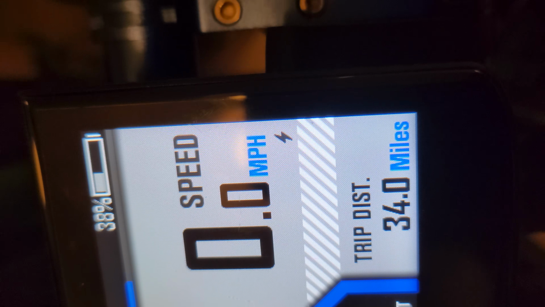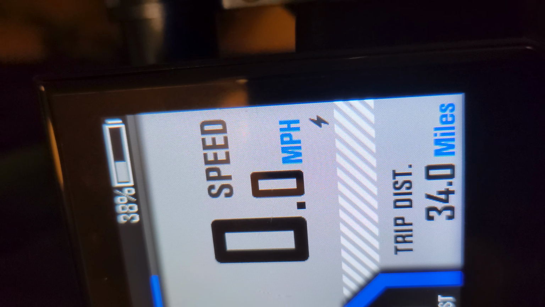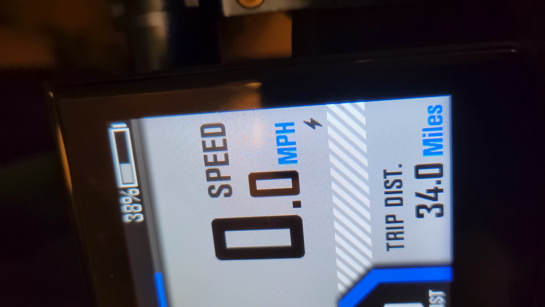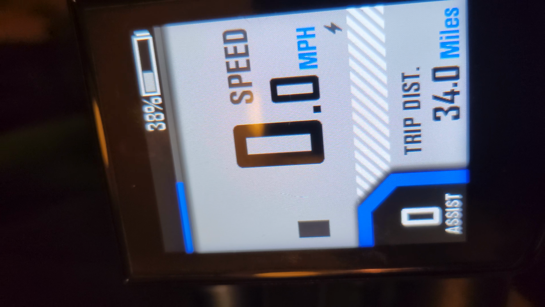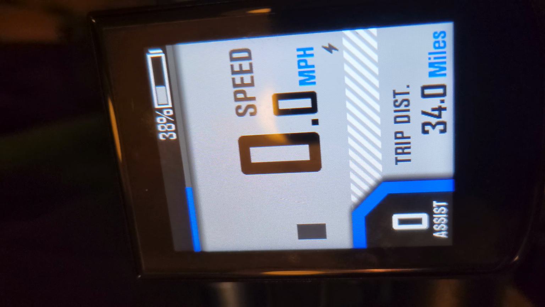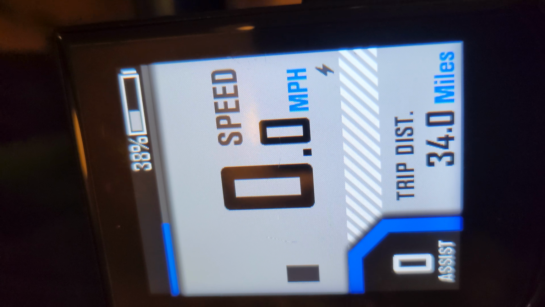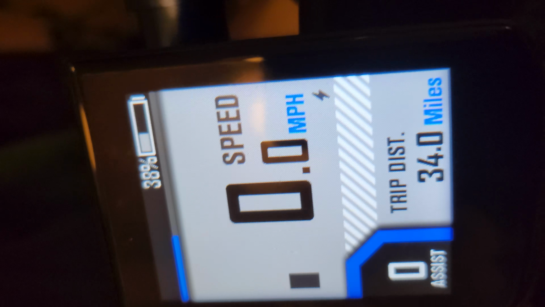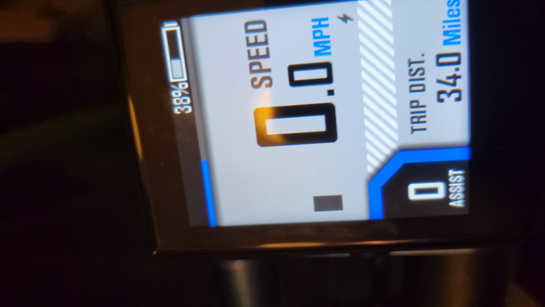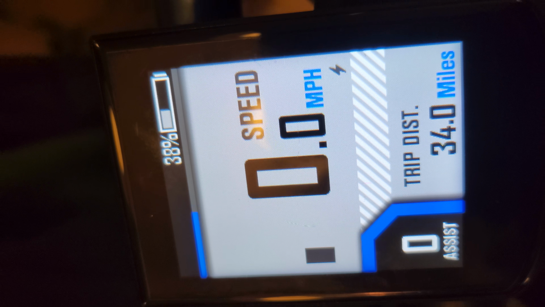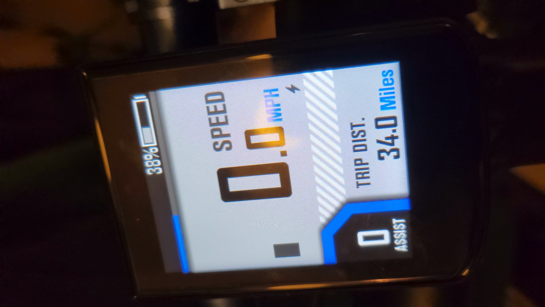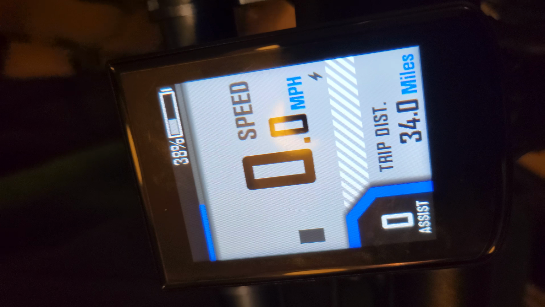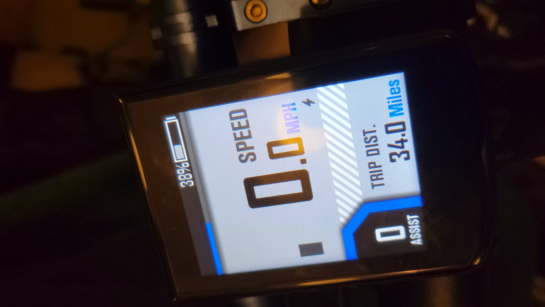It says 34 miles, 38%, which is insane. Remember I told you I was only getting 18 miles on the stock battery and 20 to 25 on the other battery. Well, the new battery, I'm actually getting like 30 to 35. So I should be able to get close to 50 to 60 miles.